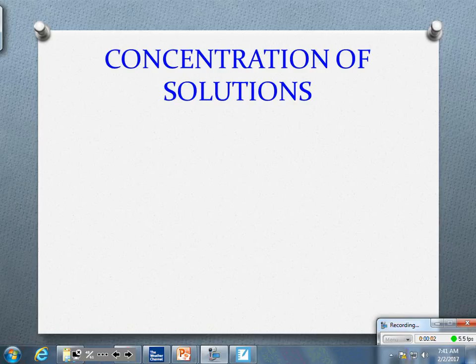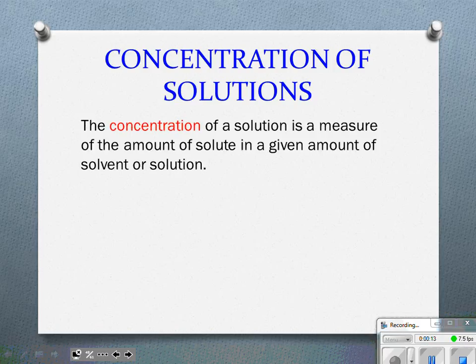Now what we're going to do is, once again, we're dealing with concentrations. And yesterday we discussed that the concentration of a solution is the measure of the amount of solute in a given amount of solvent. Okay, this is already in your notes because you guys did this yesterday.